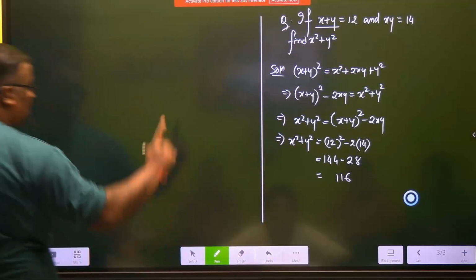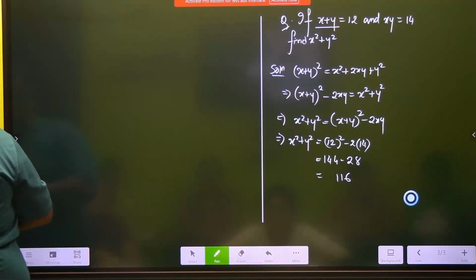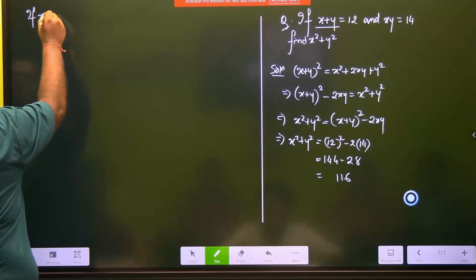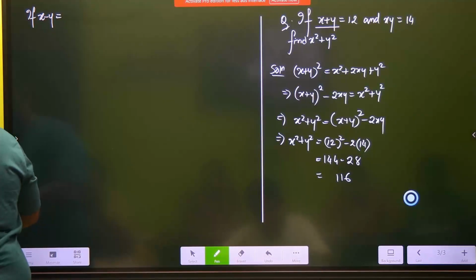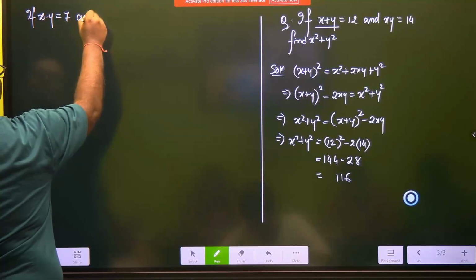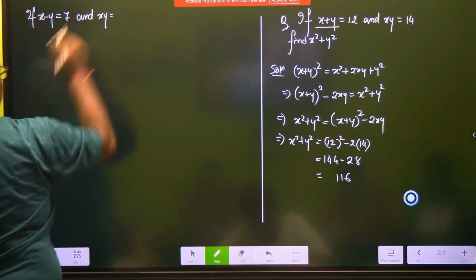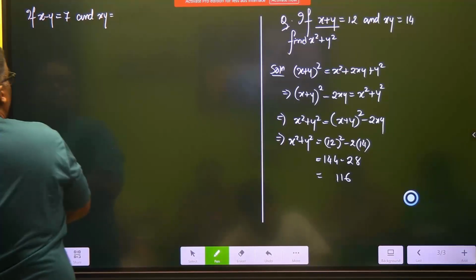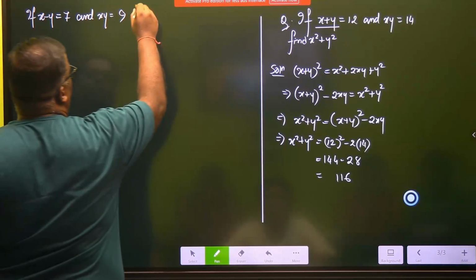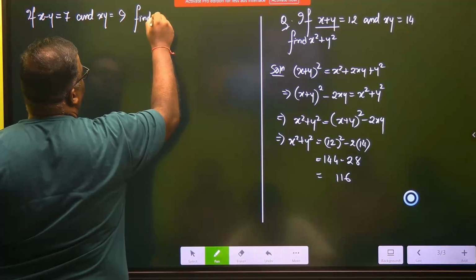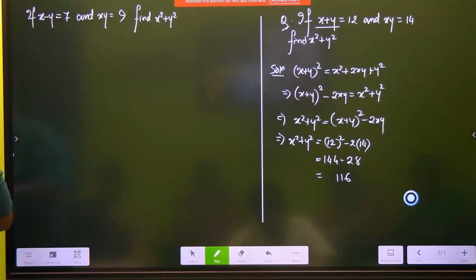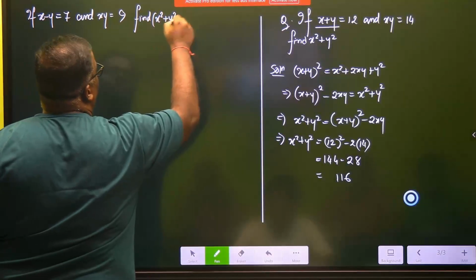Okay. Next question. Similar lines. I won't rub that. So the question is, if x minus y, just see the change. Did you see the change? And xy is equal to 9. Find x square plus y square. मित्रों, ये निकालिए. ठीक है?